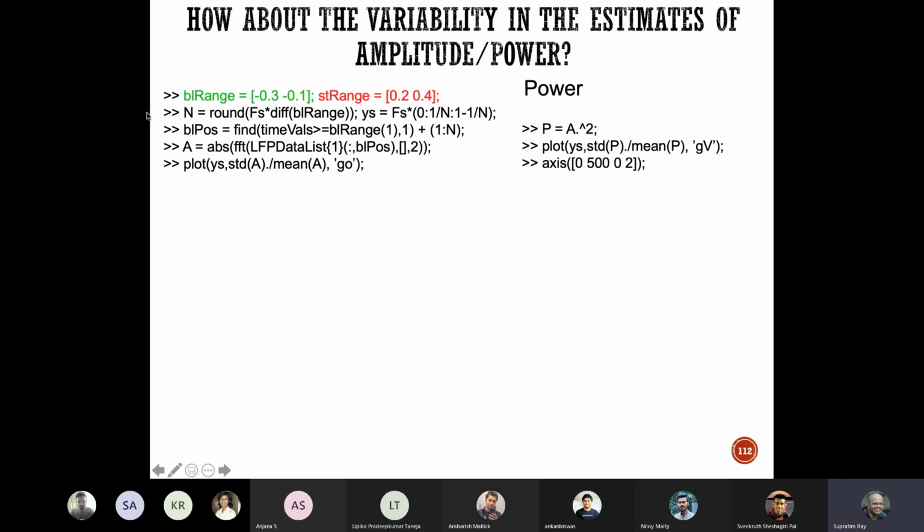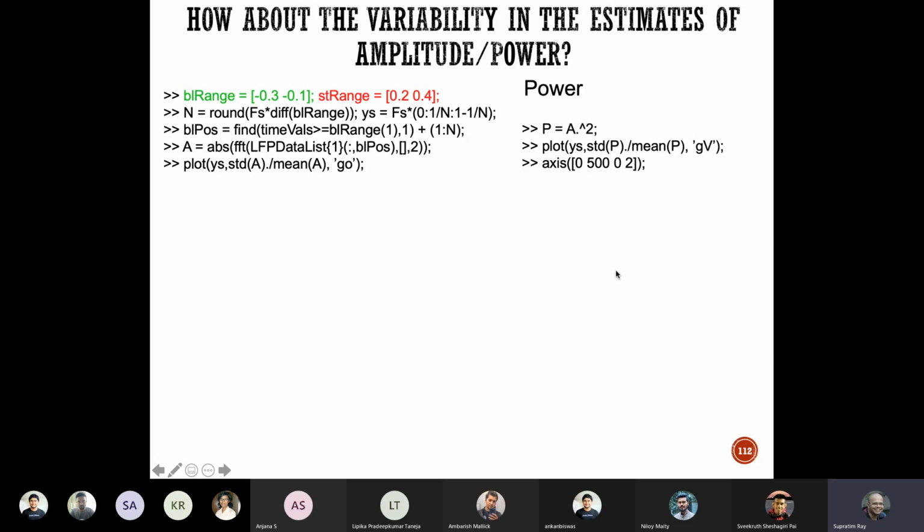Okay, and I can do that for either the amplitude spectrum, where I am doing this A, or the power spectrum, which is obtained by just squaring the amplitude. And then I'm looking at the standard deviation of power divided by the mean of power. And the standard deviation is computed across trials.